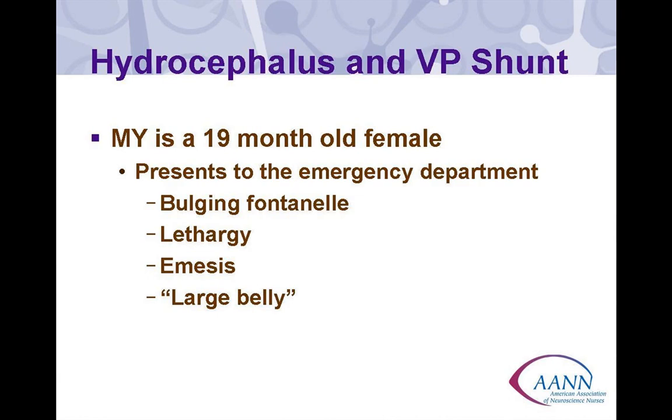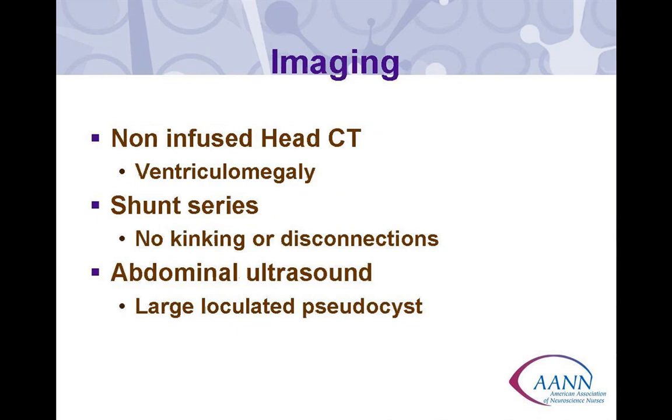We obtained a non-infused head CT, a shunt series, and an abdominal ultrasound. And it was found that on her head CT she had some ventriculomegaly. The shunt series revealed that the shunt was intact. There was no kinking or disconnections noted. And upon further review, an abdominal ultrasound showed she had a large loculated pseudocyst. It was indicated that a shunt tap was needed at that time. Next slide.